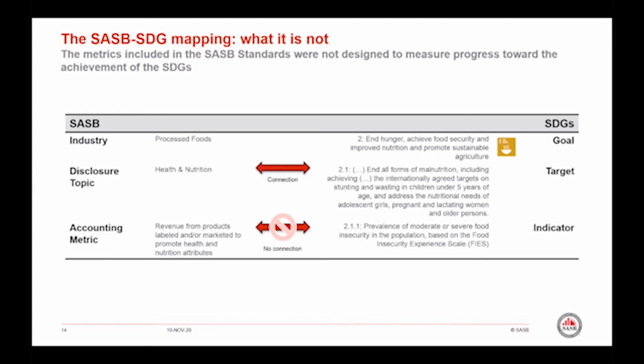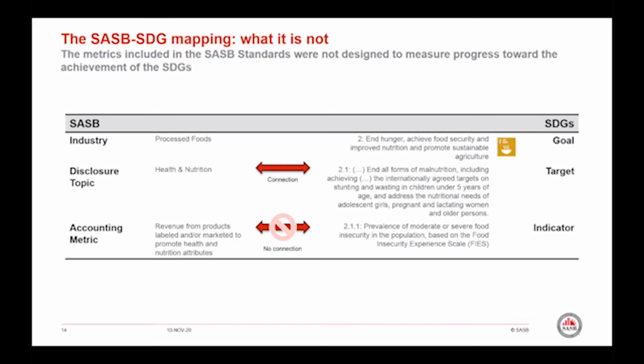So there's definitely a conceptual connection between the disclosure topic of health and nutrition that is part of the processed food industry standard in SASB and what the Target 2.1 is trying to achieve, which is end all forms of malnutrition. However, when you actually look at the accounting metric beneath the health and nutrition topic, and you can read it there, revenue from products labeled and marketed to promote health and nutrition attributes. That's the SASB accounting metric.